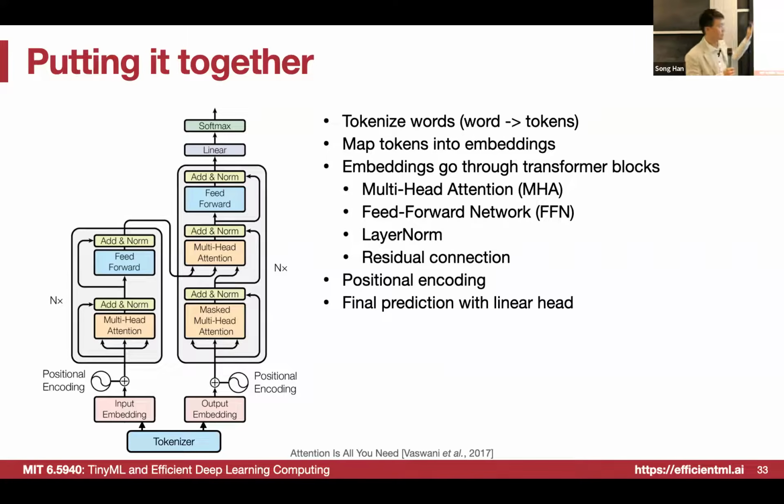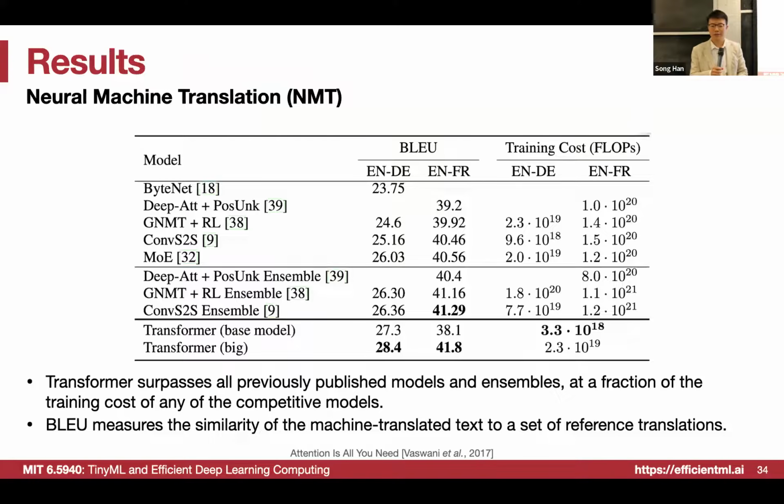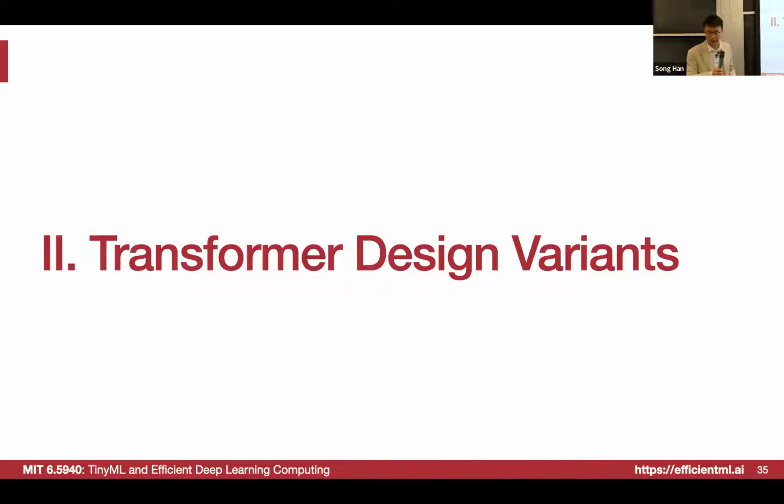All right, now we put them together. They use this transformer, and this is the result, showing that compared with the non-transformer results, the blue for the accuracy for machine translation is pretty high, while the training cost is 2 or 3 orders of magnitude lower than conventional methods. So transformers surpass all previously published models and ensembles at a fraction of the training cost. All right, so let's take a short break before we jump into the design variants.